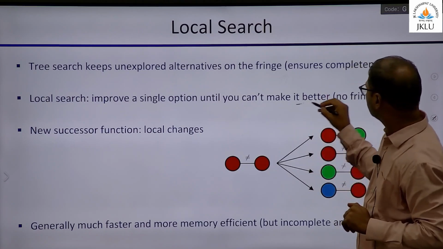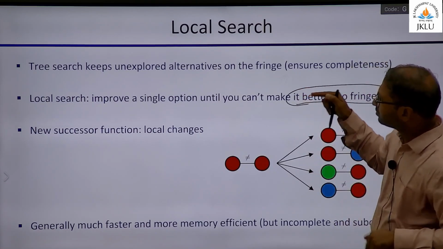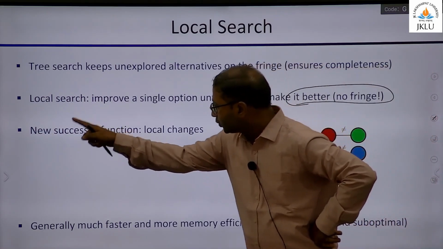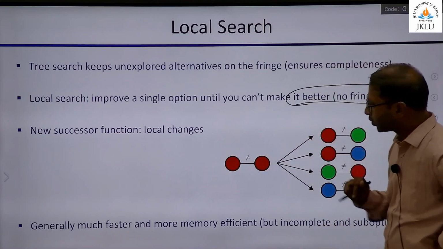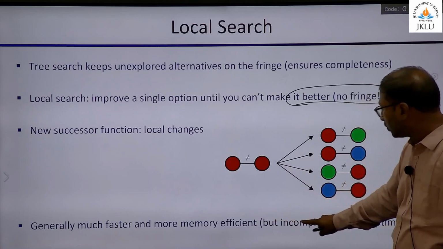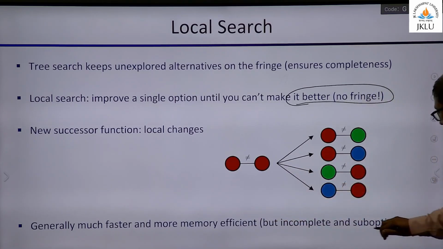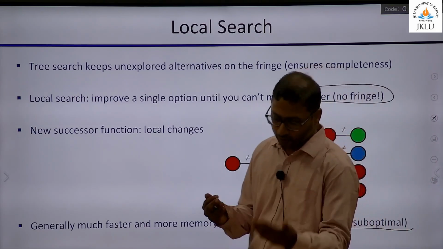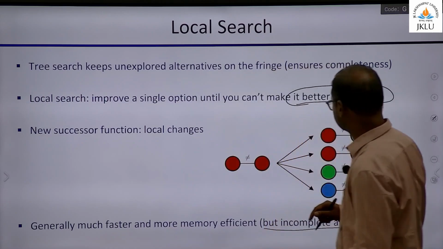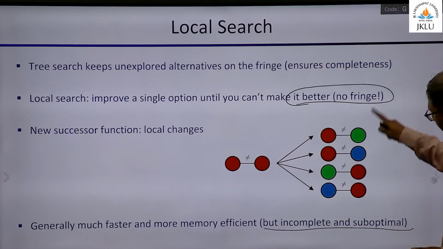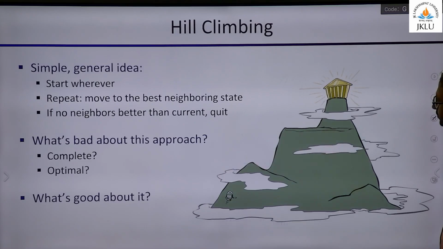What was this? Which algorithm? Iterative algorithms. New successor function, local changes. So generally much faster and more memory efficient, but incomplete and suboptimal. But since problems are NP hard, so you do all your best that you can do. So this can actually give rise to any of these situations, which is just fine.